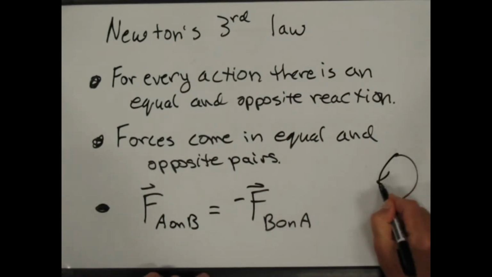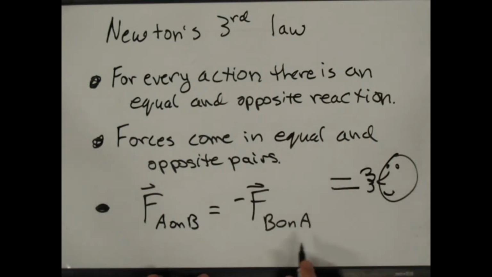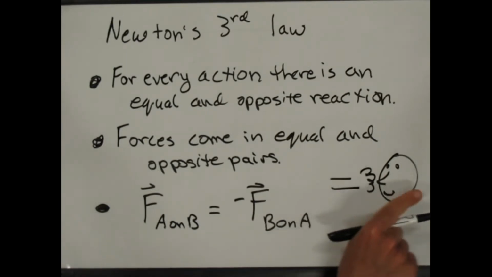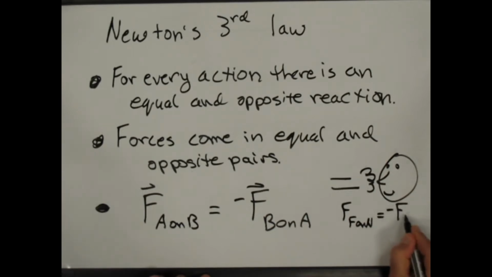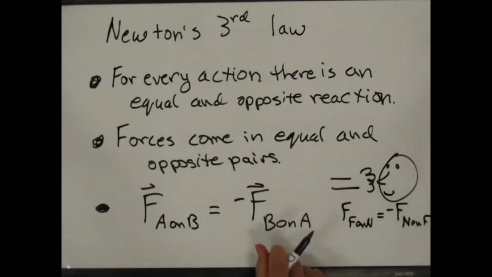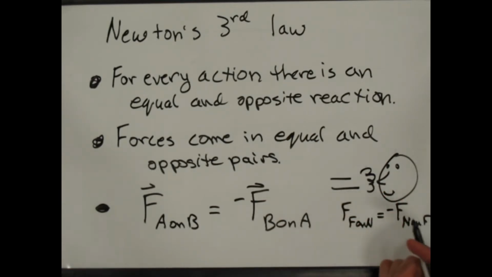So, if this is my nose, and your fist punches my nose, then your fist exerts a force that way on my nose. F fist on nose is equal to minus F nose on fist. So if you punch me in the nose, please don't. We don't support violence. Maybe you could just gently punch me in the nose. The force your fist exerts on my nose is equal and opposite to the force the nose exerts on the fist. Forces come in equal and opposite pairs.